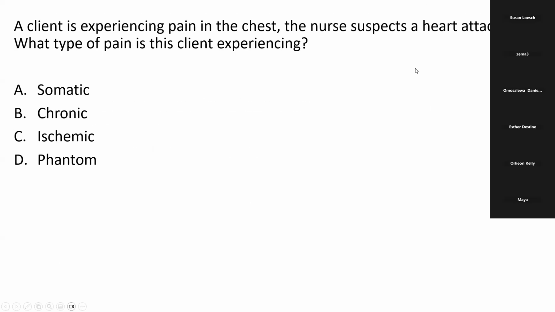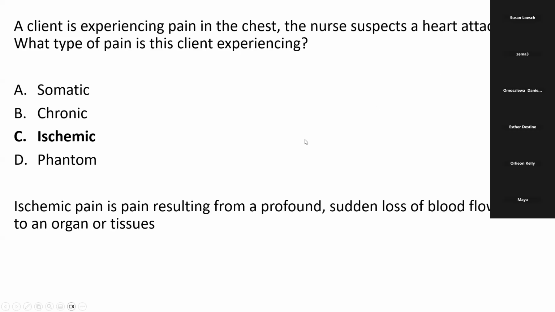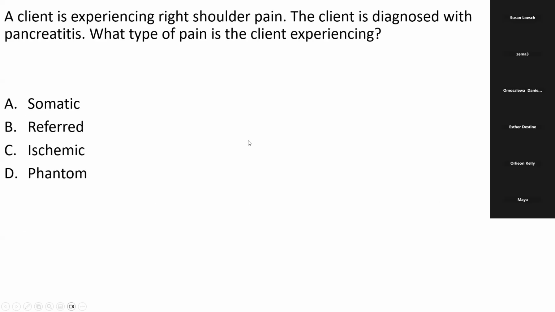A client is experiencing pain in the chest. The nurse suspects a heart attack. What type of pain is this client experiencing? Ischemic, because it's in the chest. And that's the loss of blood flow to the organ or the tissue.